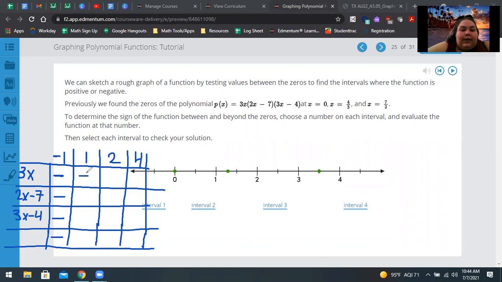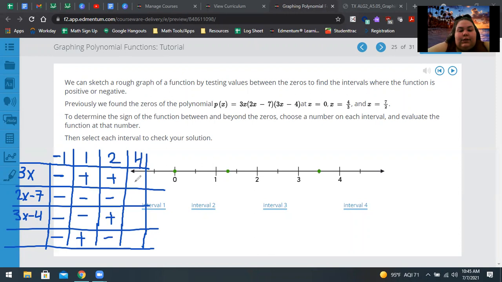Trying 1, we get positive here. 2 minus 7 is negative. 3 times 1 is 3, minus 4, negative. These two negatives will become positive, times another positive is positive. 2 times 3 is positive 6. 2 times 2 is 4, minus 7, still negative. 2 times 3 is 6. 6 minus 4, positive. Now, if I multiply these signs, positive and a negative is a negative. Negative times a positive is still negative.